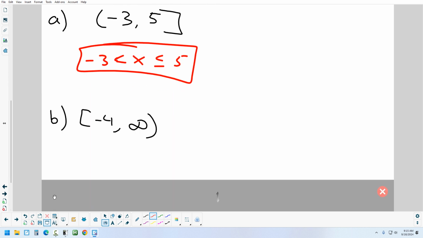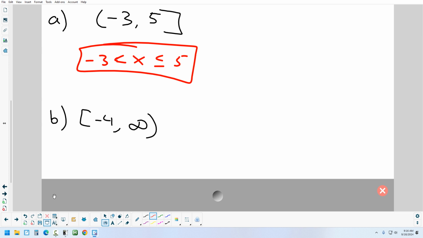All right, let's try this one. Maddie, is this one bounded or unbounded? Unbounded, yeah. How come it's unbounded? Because there's an infinity. Yeah, because there's an infinity, so it's unbounded, which means it's definitely not fully closed. In this case, it's half closed or half open.